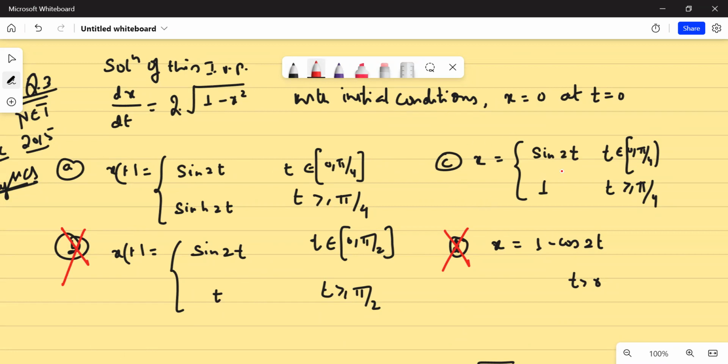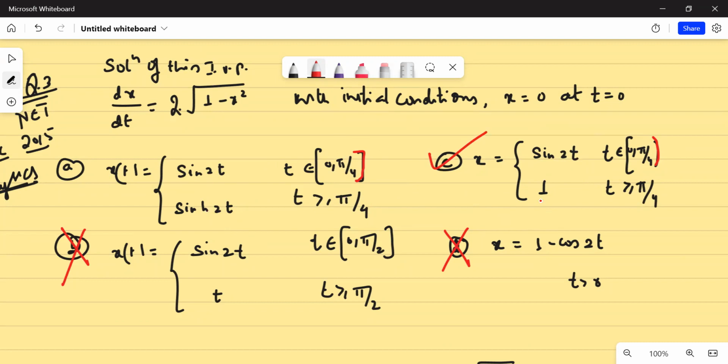Now, what has the examiner done? The examiner has continuously extended the solution. He writes that the solution would be sine 2t if t lies between 0 and pi by 4, open here, and here he has done close, no worries about it. And then he has written 1 here, and then here he has written sine hyperbolic 2t. What do you think would be a solution? In both of them, what do you think would be a solution? The answer is this would be a solution.